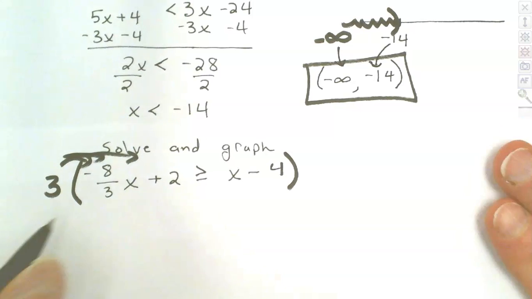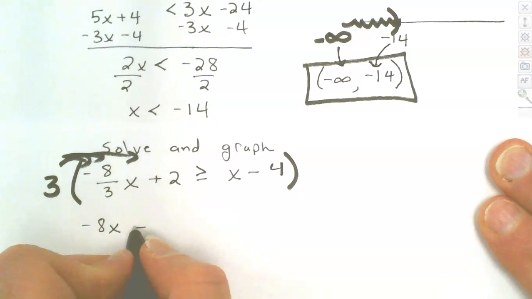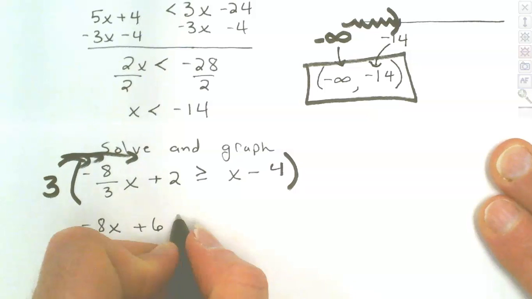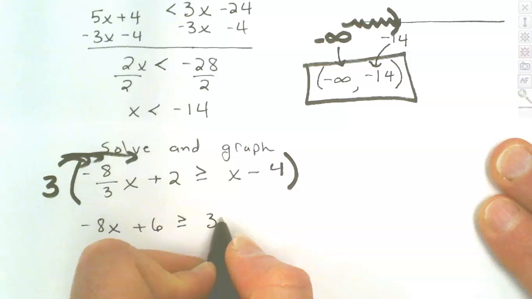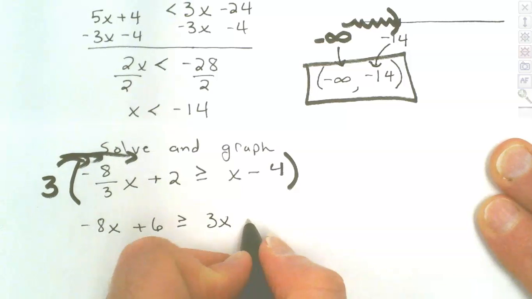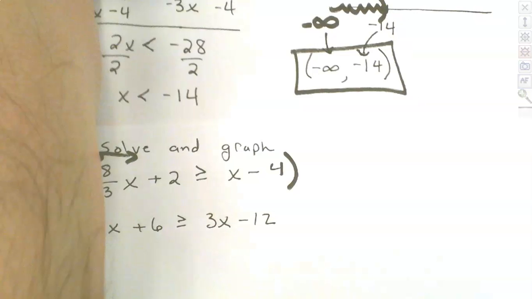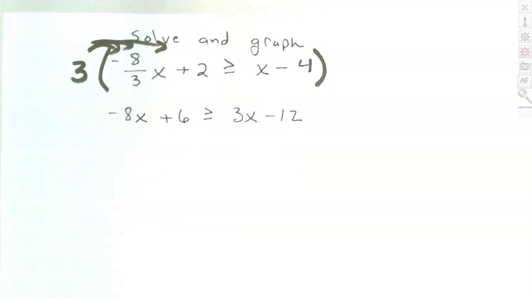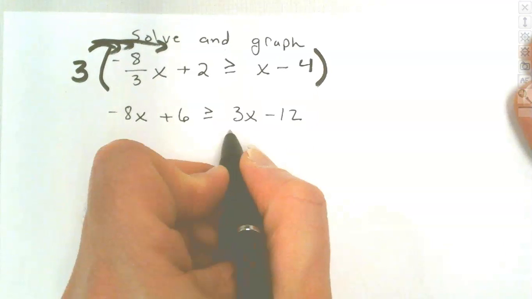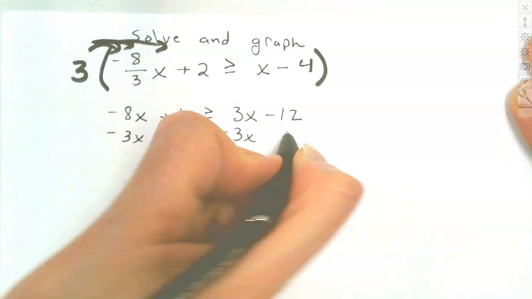3's cancel. That leaves you with a minus 8x. 3 times 2 makes it a 6. Inequality symbol stays the same. 3 times x, that's 3x. And 3 times a negative 4, well, that's a negative 12. Let's go ahead and finish it out. So move that negative 3x over, and move that 6 over as well.